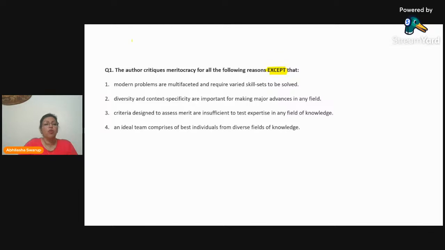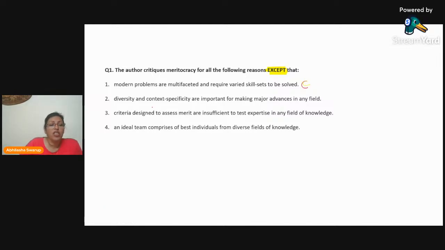The first one says modern problems are multifaceted and require various skill sets to be solved. And that is why he is criticizing meritocracy, because he says meritocracy will not help. So this is a critique. Let me write C here. So we understand that this is a critique.